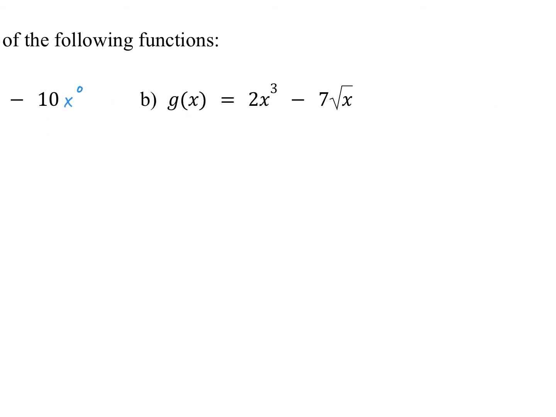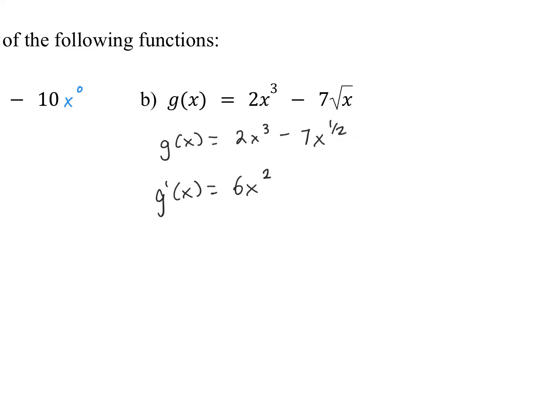All right, let's look at this next one together. Here we have 2x cubed minus 7 times the square root of x. So it might be useful to rewrite that radical term to have a rational exponent. So then we could use our power rule. So g prime of x, so we multiply the 3 to the 2, and we drop our exponent by 1. So it becomes 6x squared.